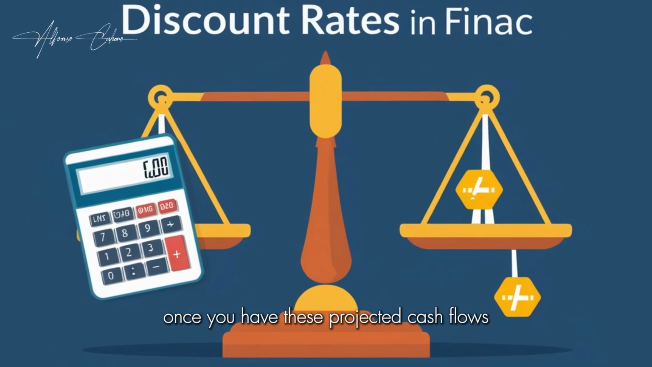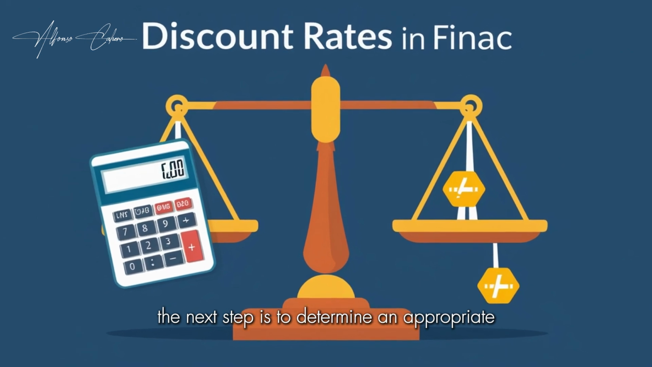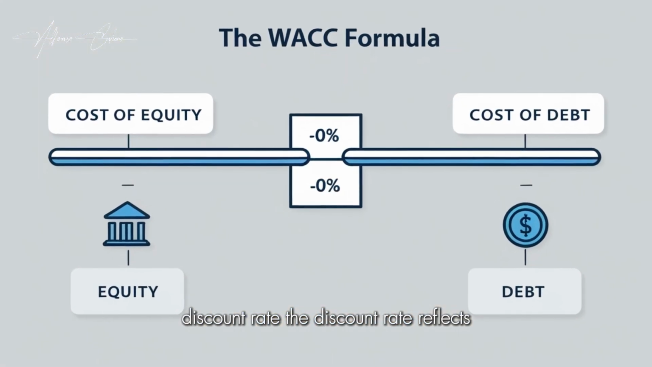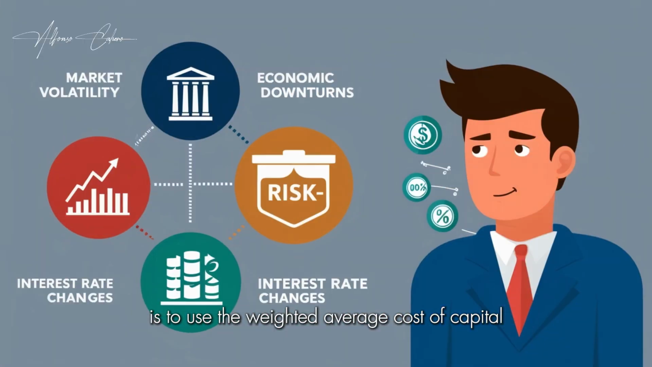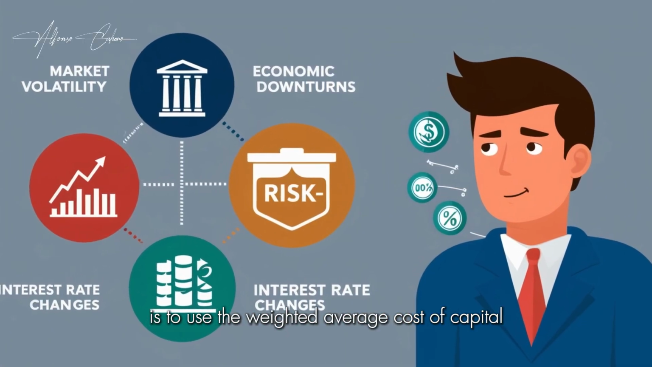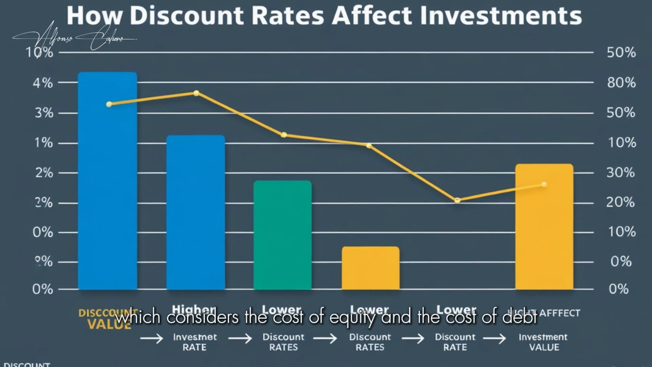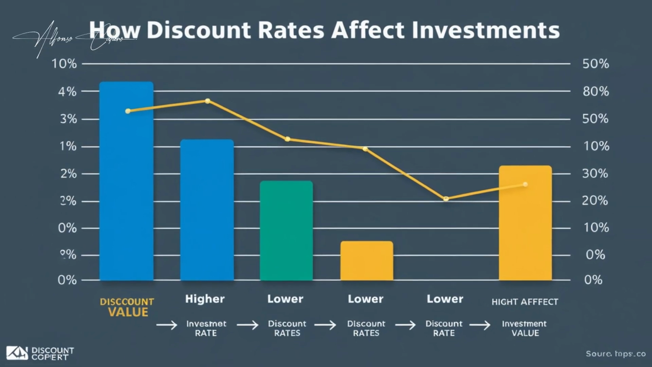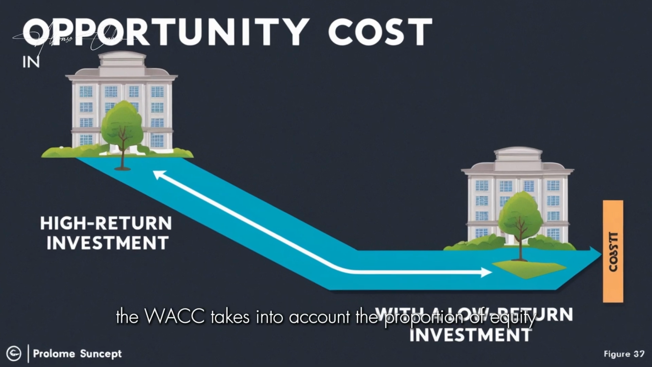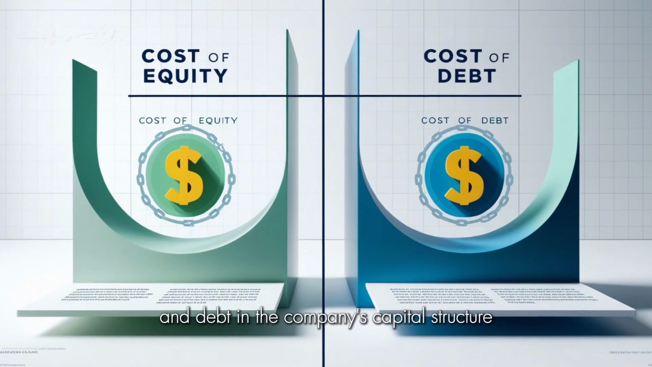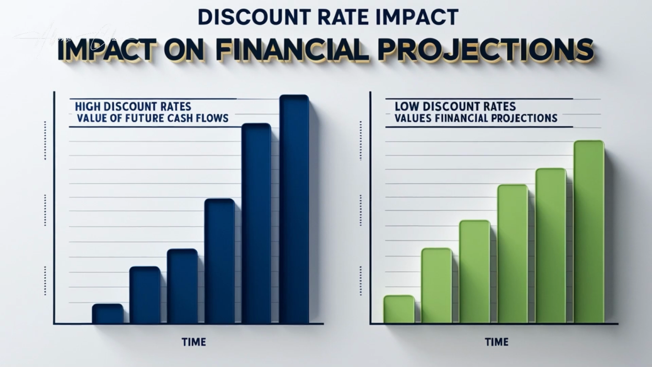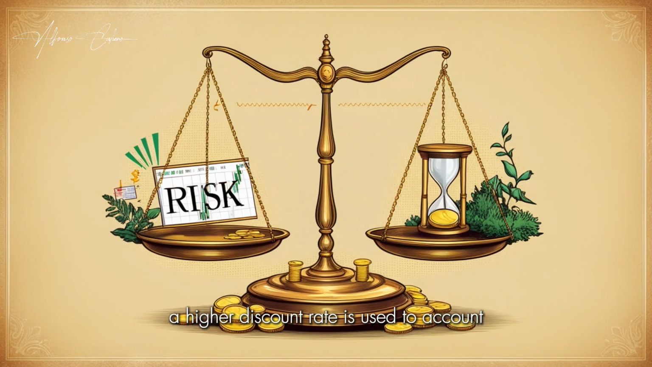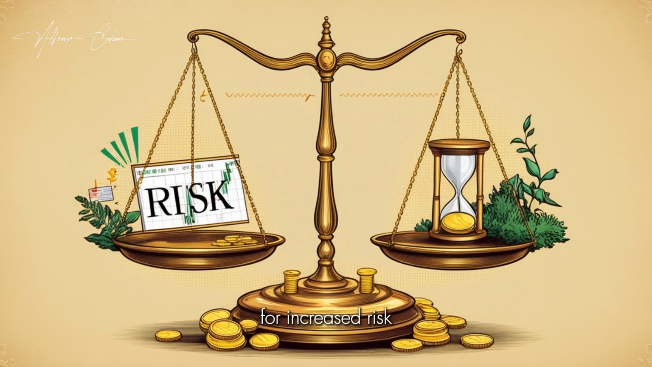Once you have these projected cash flows, the next step is to determine an appropriate discount rate. The discount rate reflects the risk associated with the investment and the opportunity cost of capital. A common method to determine the discount rate is to use the weighted average cost of capital, WACC, which considers the cost of equity and the cost of debt. The WACC takes into account the proportion of equity and debt in the company's capital structure and the respective costs of these capital sources. For more speculative investments, a higher discount rate is used to account for increased risk.